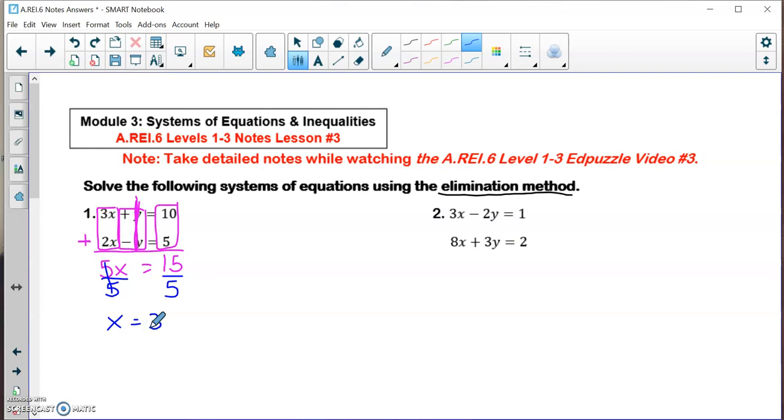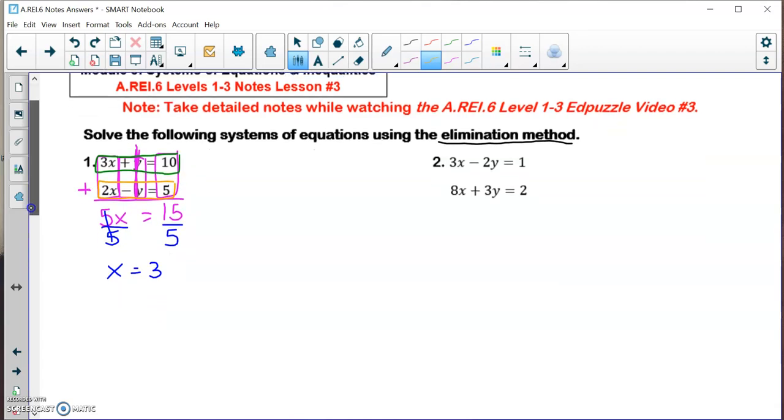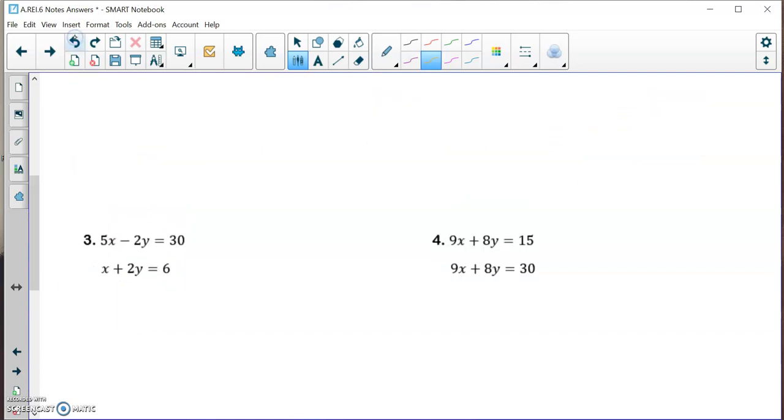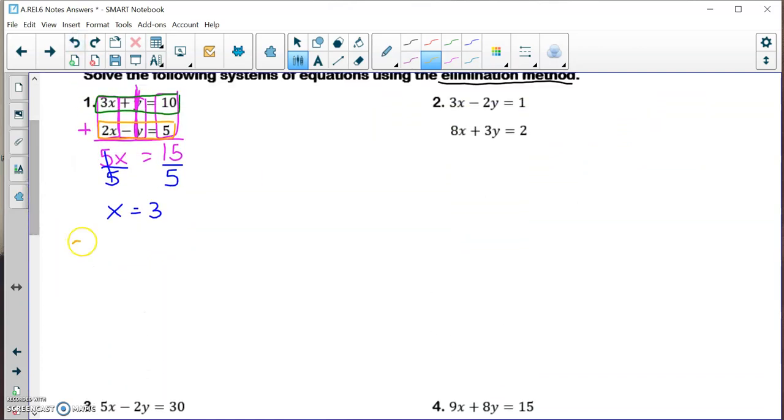Now remember, we need to find the corresponding y value. We need to find an ordered pair. So I'm going to take that x value of 3, and I have a choice. I can either substitute that x value of 3 into my top equation that I just boxed in green, or I can substitute that x value of 3 into my bottom equation that I just boxed in yellow. It does not matter which equation you choose. It is your choice. I'm going to do the bottom equation. So I'm going to put 3 in for x in my bottom equation.